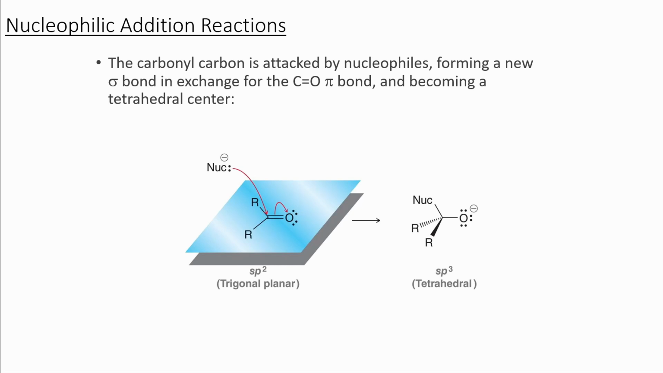But in general, we can take most nucleophiles and form a new sigma bond at the carbonyl carbon while breaking a carbon-oxygen pi bond. So we're going to go from an sp2 trigonal planar carbon center to an sp3 tetrahedral one, and this is generally going to be an intermediate.